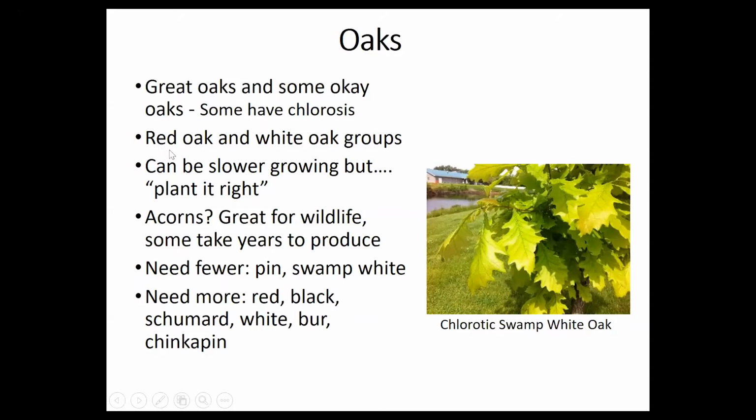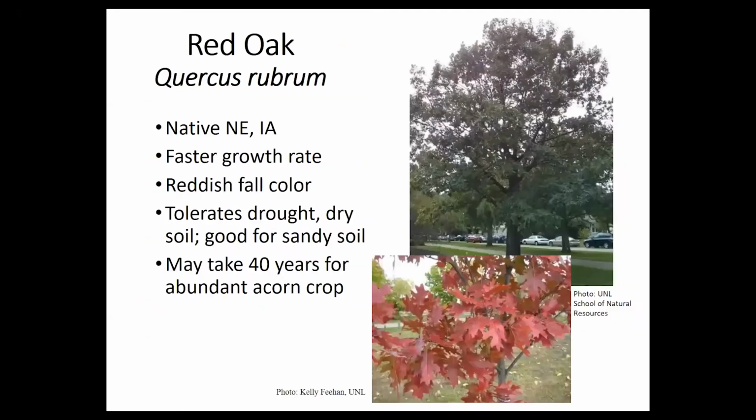So there is that red oak group, and then there's the white oak group, and I'll cover a few in each. Acorns, that's another one. I don't want to plant an oak tree because of the acorns. They're messy. Well, they're great for wildlife. They're only there for maybe a month out of the year. And some of these trees can take years. I mean, even up to 25, 30, even 40 years before they really start to produce much.